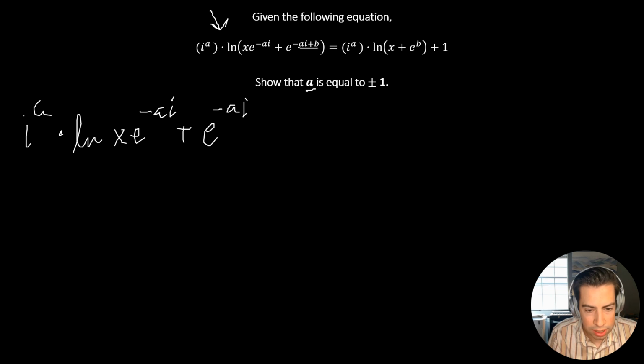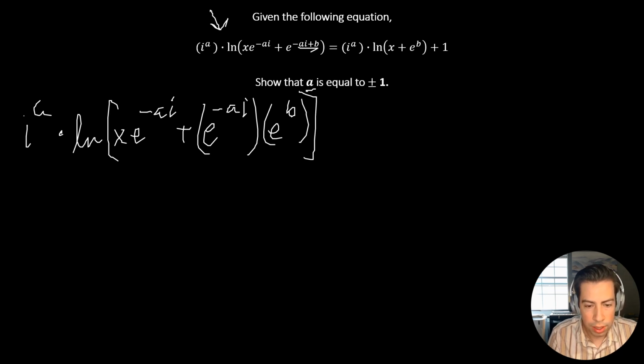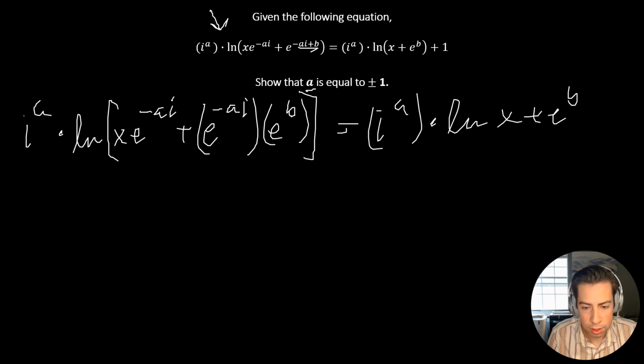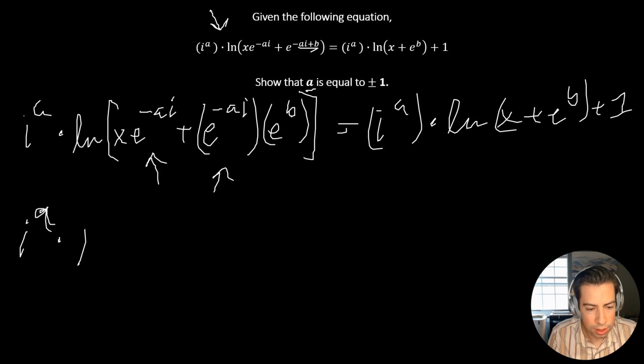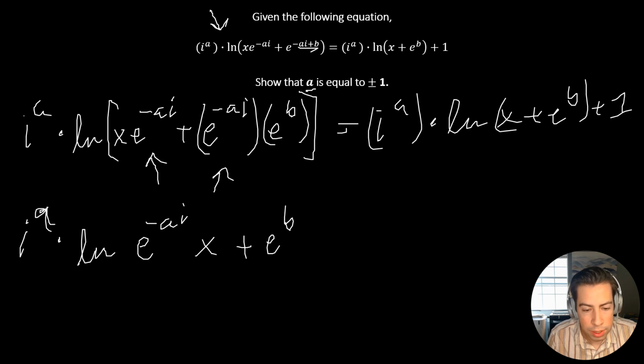And what I want to do is break this up into two things. So it's really going to be e to the b multiplied by e to the negative ai. Okay, so now we have all this. And this is equal to i to the a times the natural log of x plus e to the b plus 1. Okay, guys, so now what I want to do is factor out an e to the negative ai. So it's going to be i to the a times the natural log of e to the negative ai x plus e to the b.